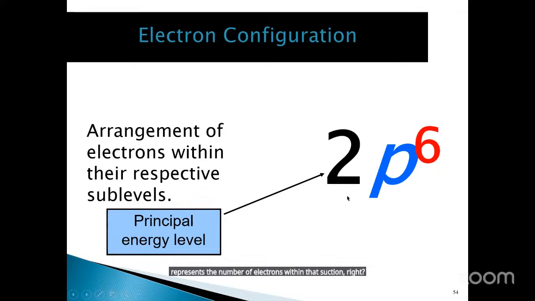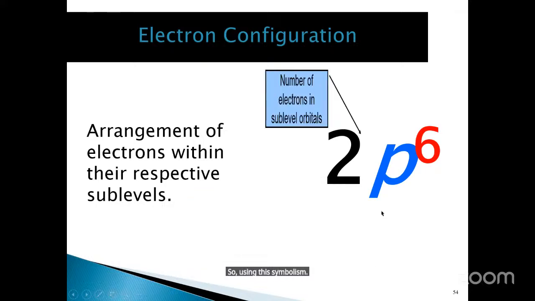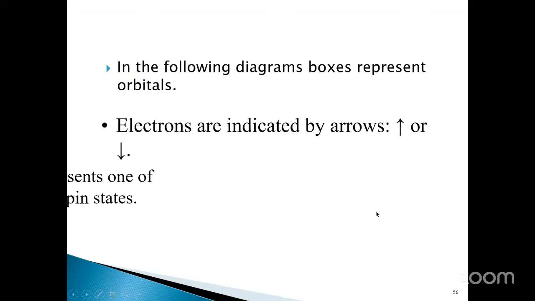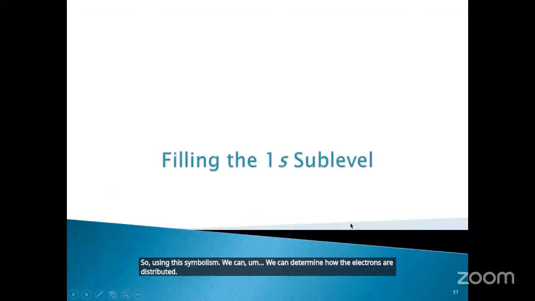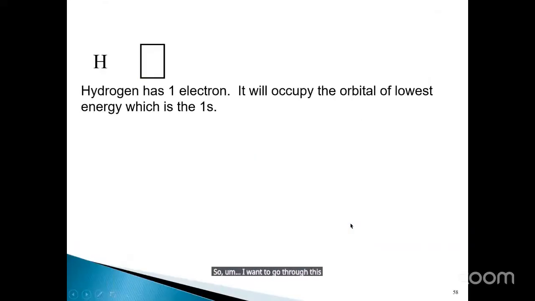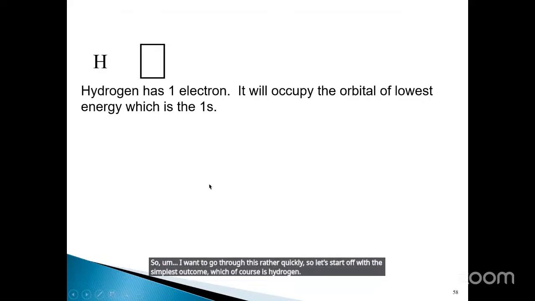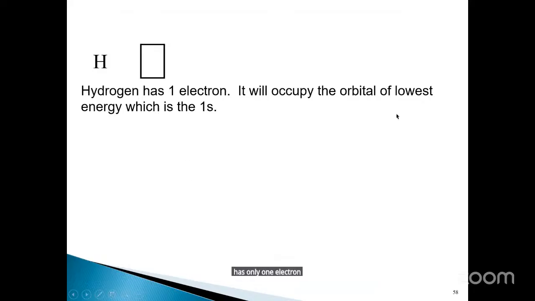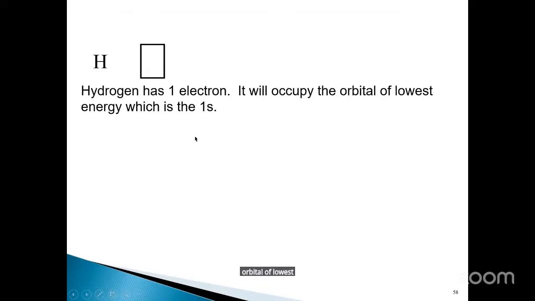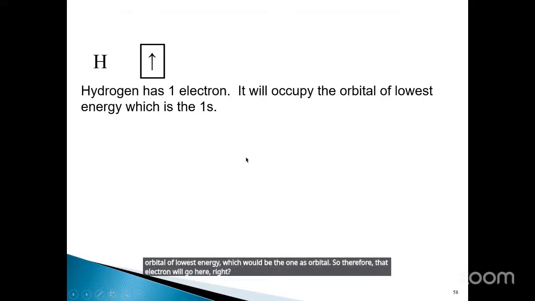So using this symbolism, we can determine how the electrons are distributed. Now, I want to go through this rather quickly. Let's start off with the simplest atom, which of course is hydrogen, which has only 1 electron. That electron will go into the orbital of lowest energy, which would be the 1s orbital. So that's in the case of the hydrogen atom.